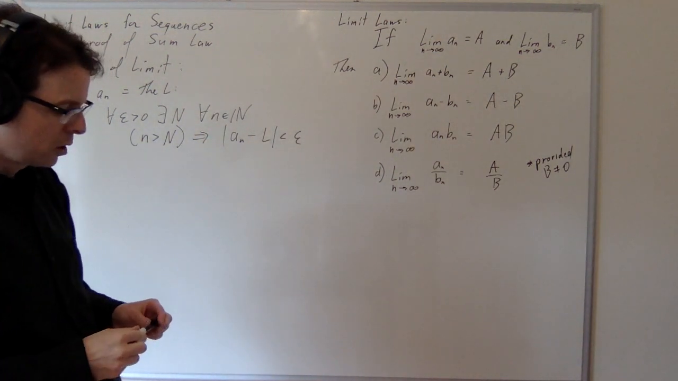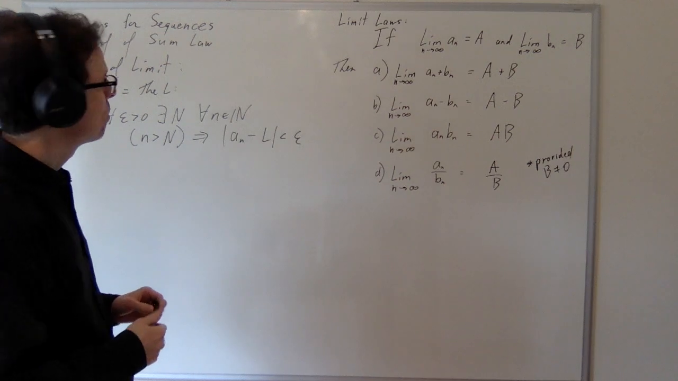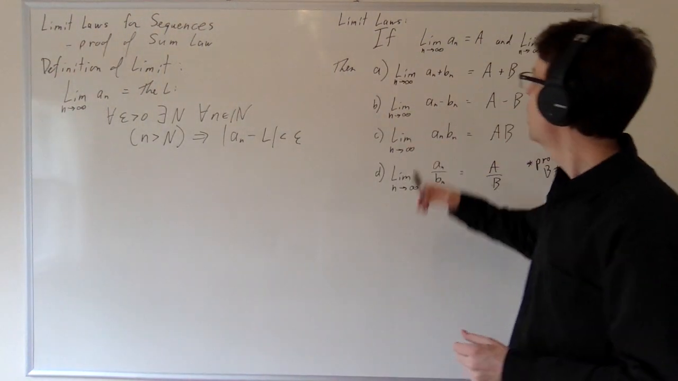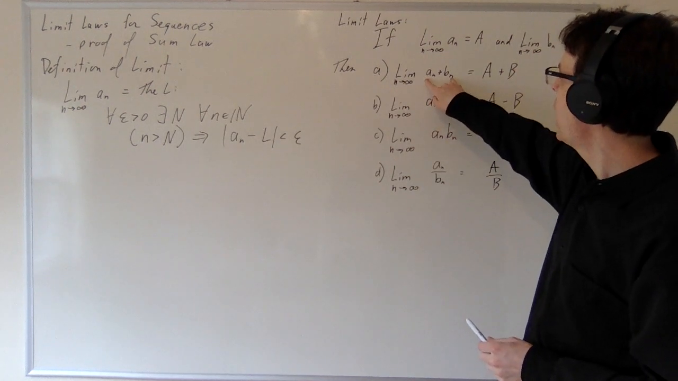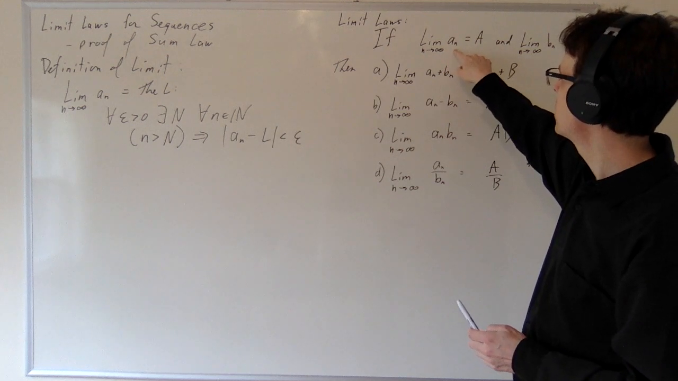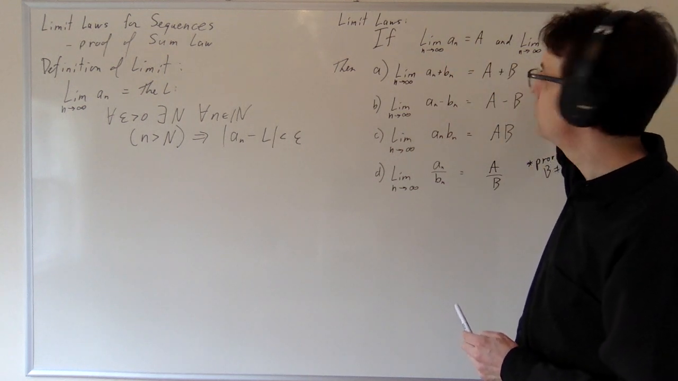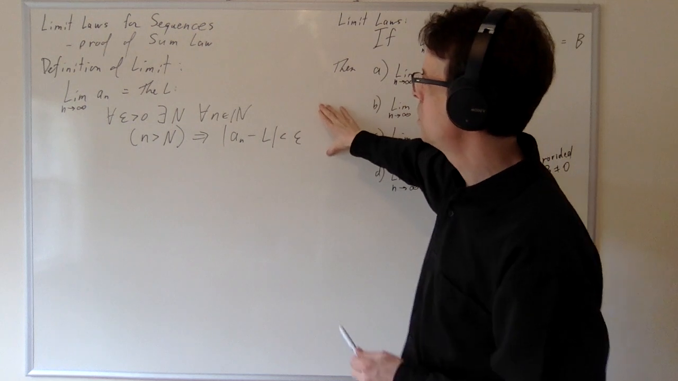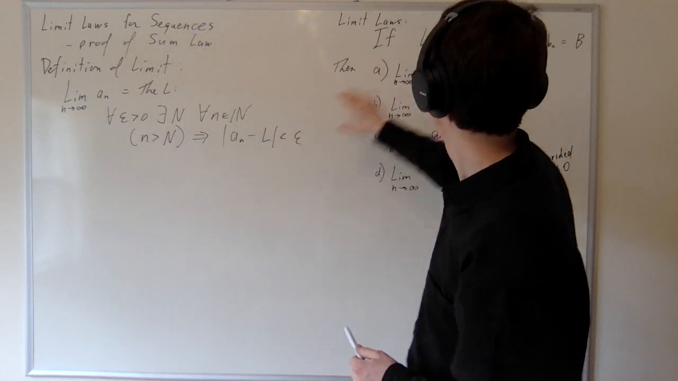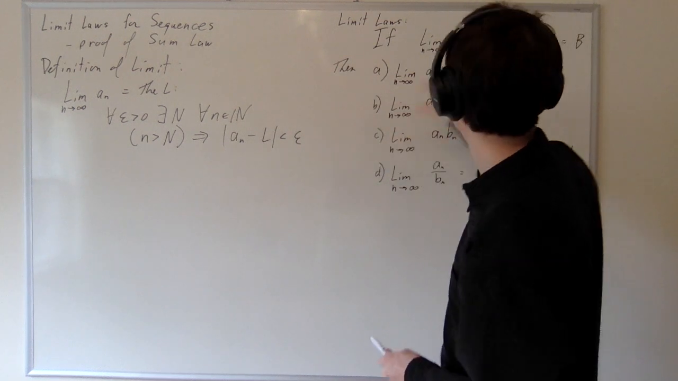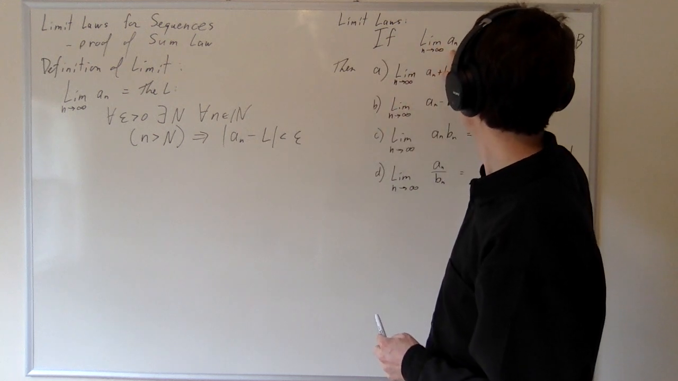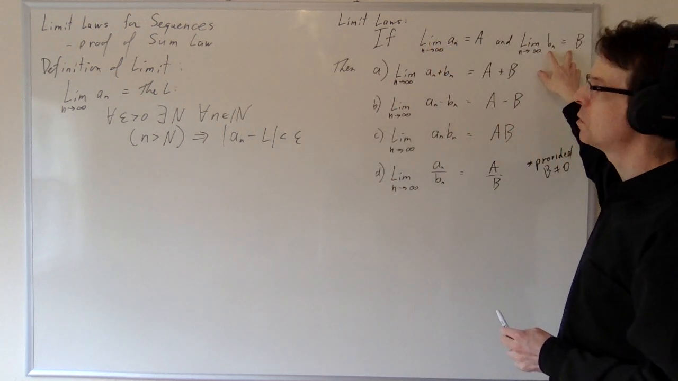We need to use the definition of the limit not once here, but really 3 times, because the sum law for limits is really about 3 limits. It's about the limit of a_n plus b_n, but it's also under the assumption that we know something about the limit of a_n and we know something about b_n. So this definition of the limit, phrased here for the abstract sequence a_n, needs to get used for a_n, it needs to get used for b_n, in the sense that we are assuming it for the sequence a_n and we are assuming it for the sequence b_n.